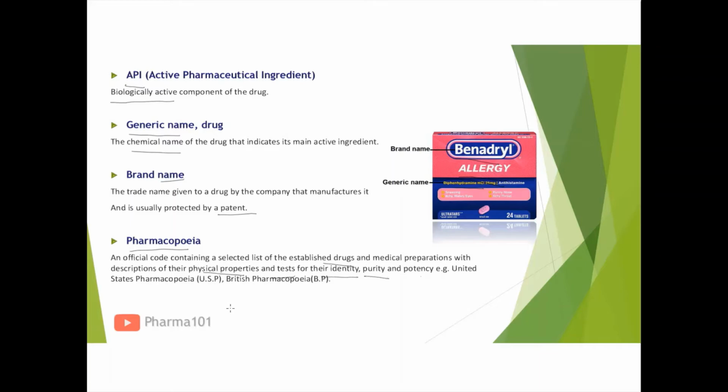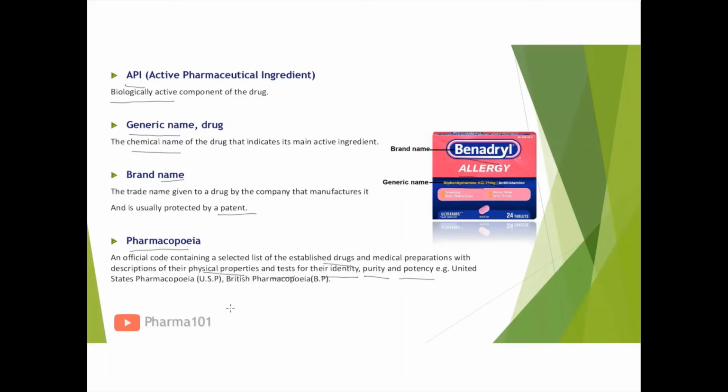Then to establish the purity, because oftentimes these active ingredients are not in their pure forms and there are many different chemicals that are mixed with them. So in order to identify the purity, we need these tests to identify the potency. So all this information is present in pharmacopoeia.